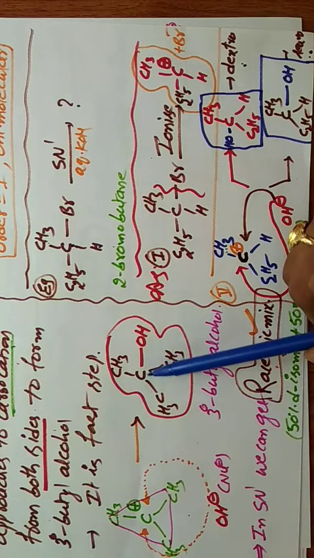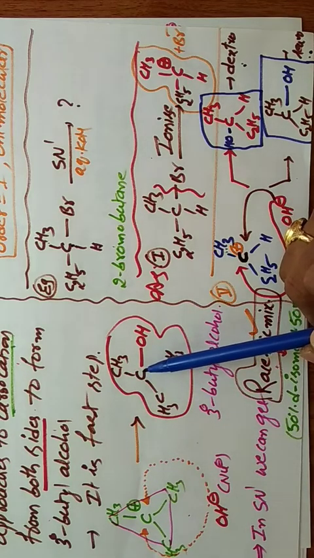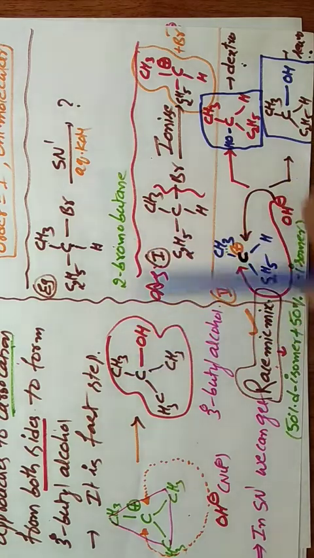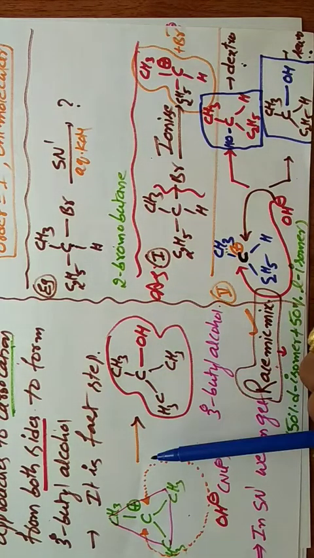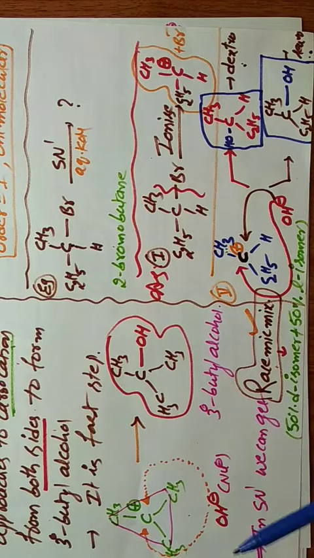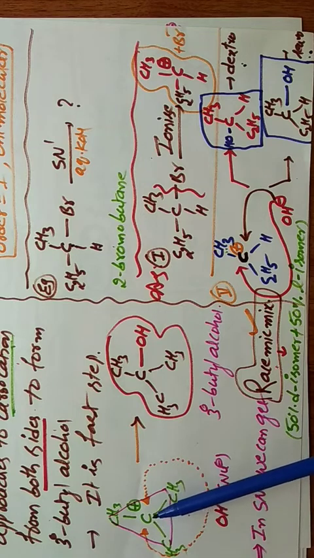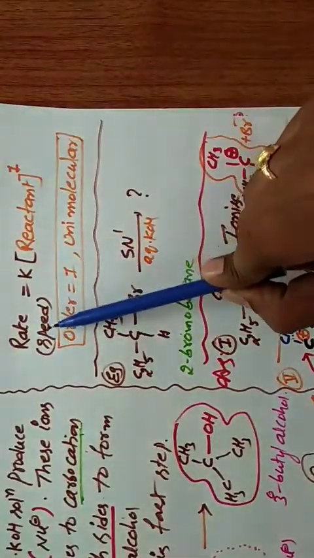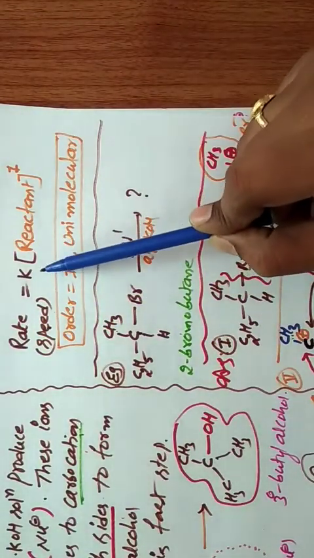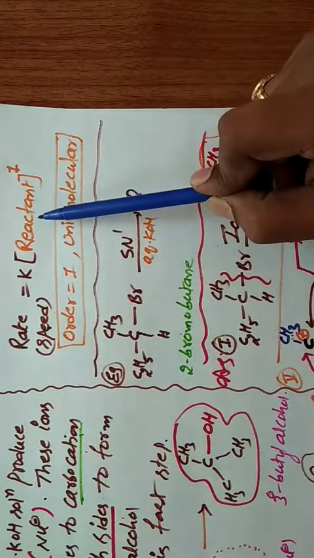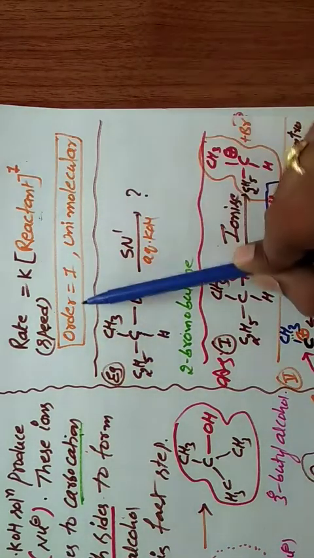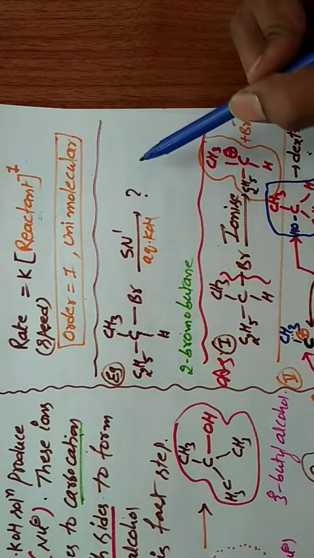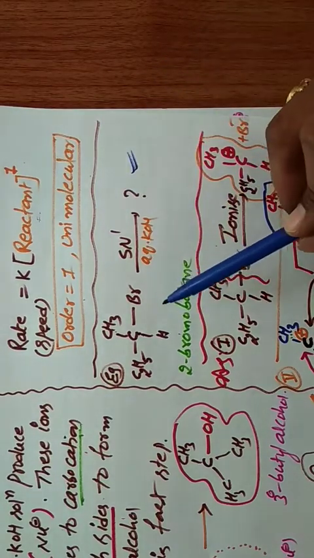Here this carbon is not an asymmetric carbon, that's why we do not mention two products, this side OH, this side OH. So we can take only one product. If the carbon is an asymmetric carbon, that means all groups are different, then we get a racemic mixture. Rate is equal to K times the slow step. In that slow step, how many reactants? Only one reactant, one order, unimolecular. This type of question is asked sometimes in the annual examination.